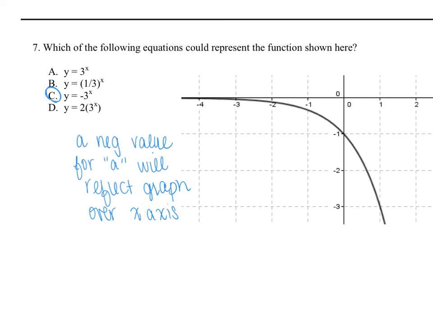Okay, so keep that in mind. Whenever it's reflected, whenever it looks like it's going downwards, that's actually just a negative A. It's not necessarily decay here.